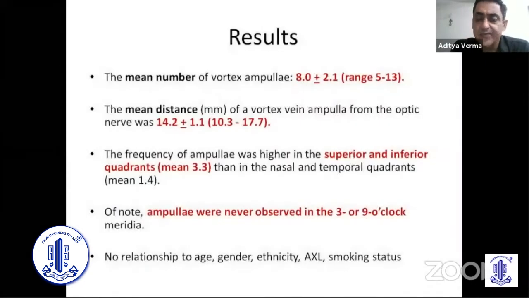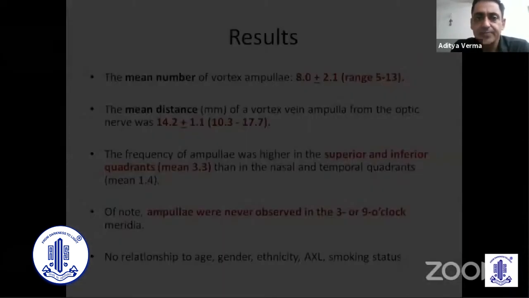The results showed that we saw about 8 vortex veins on average, ranging from about 5 to 13. The mean distance of vortex vein ampullae from the optic nerve was about 14.2 millimeters. The frequency of ampullae was higher in the superior and inferior quadrants. Of note, the ampullae were never observed in the 3 and 9 o'clock meridians.